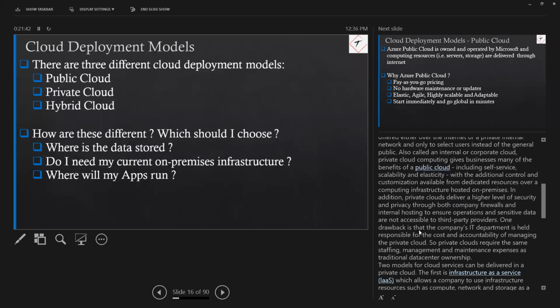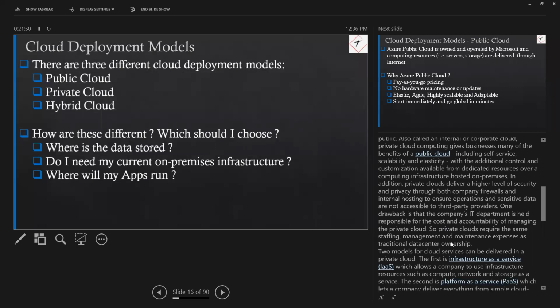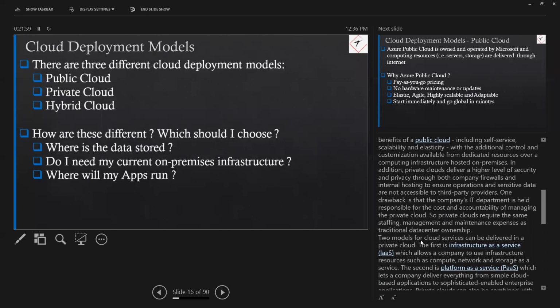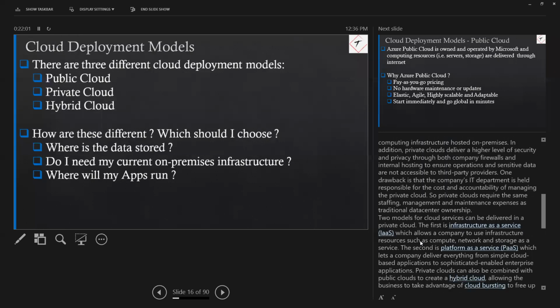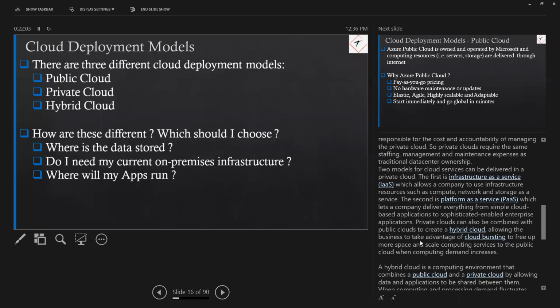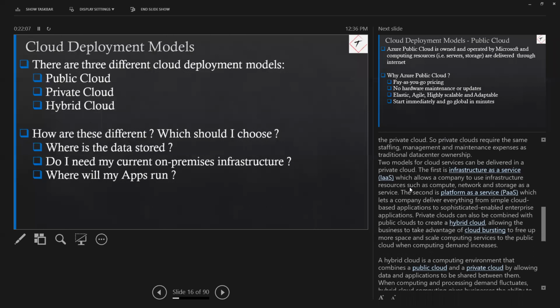One of the drawbacks is that your IT department is held responsible for the cost and accountability for managing private clouds. So private clouds require the same staffing, management, and maintenance expenses as the traditional data center owns. The two models for cloud services can be delivered in a private cloud.